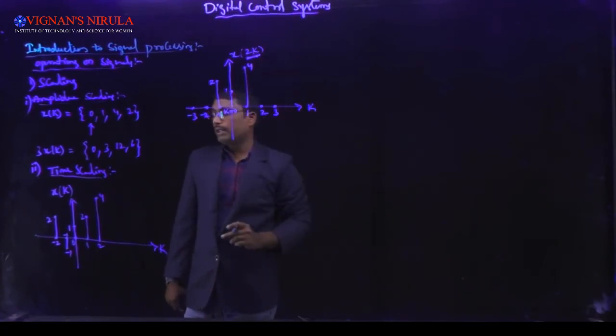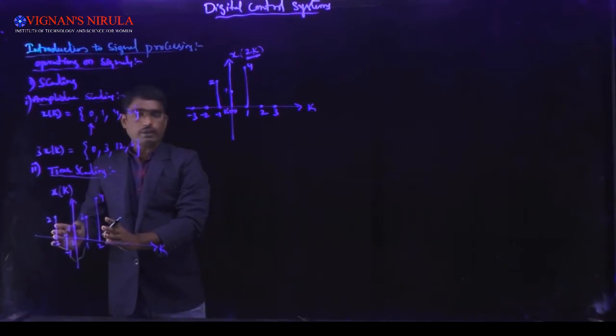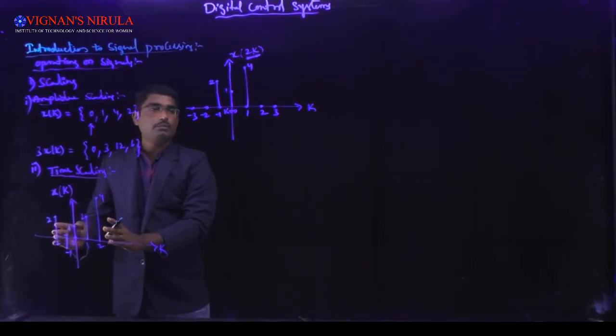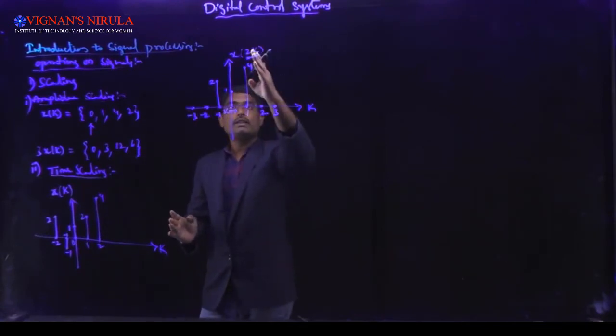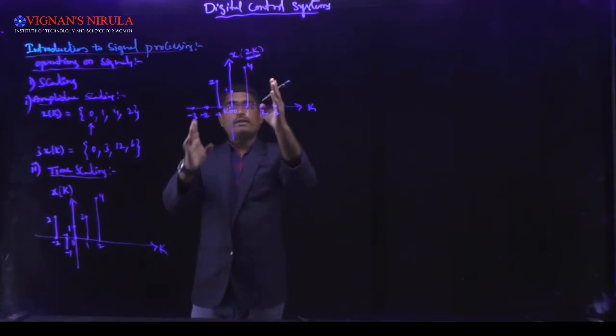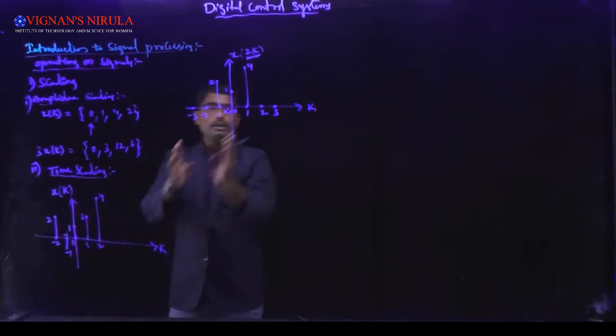Means what has happened here? See here. So this is the signal for x of k. If you take the same signal with the time axis multiplied by a factor of 2, now x of 2k signal is here. So what has happened here? The signal is being compressed.